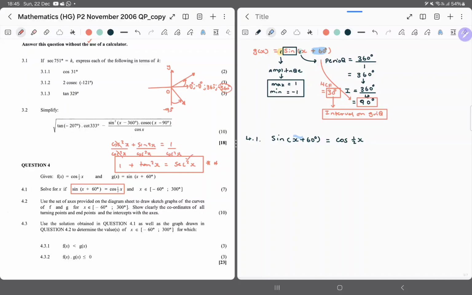Now, from our inspection, we can see that this angle is certainly not the same as this angle. So we can't say these things are equal. But now, when we've got sine and cos, we can change sine to cos or cos to sine. It doesn't matter what we want. Now we're going to use our knowledge of cofunctions. So this is the same as having cos of 90 degrees minus x plus 60 degrees is equal to cos of a half x.